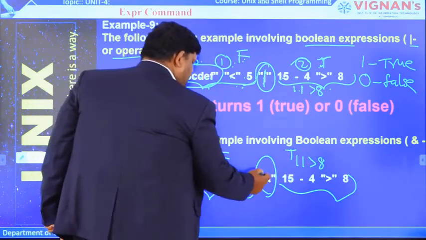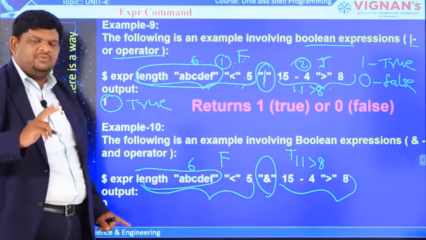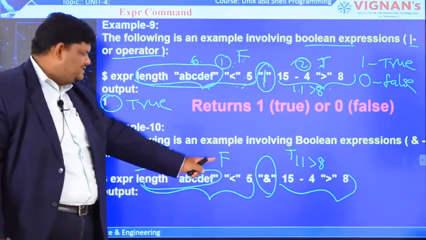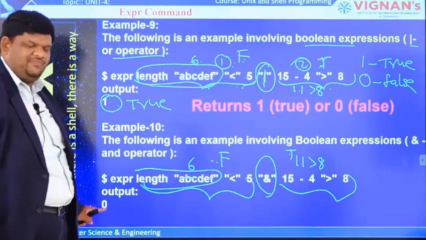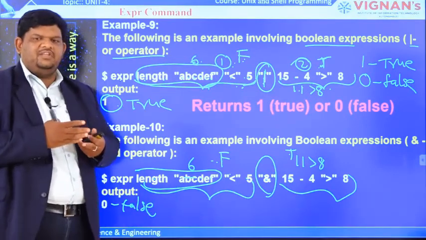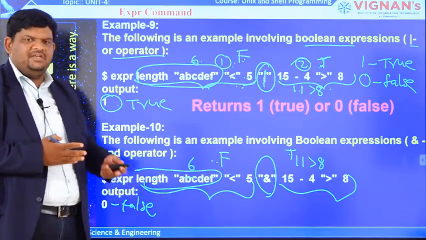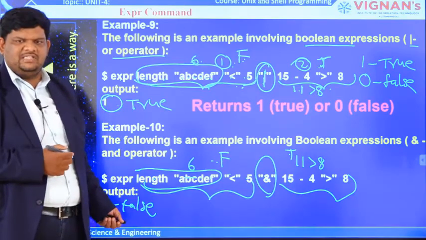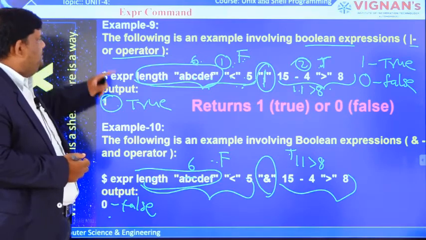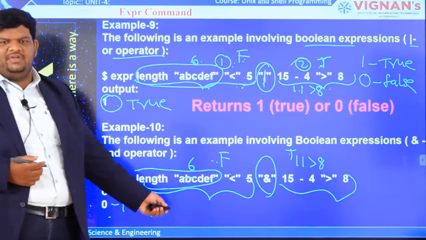Here it is false and true. Logical AND gives true only if both results are true. If any one of the results is false, then the answer is false. Here one result is false, that's why the overall result is false, and 0 indicates false. Once again, logical OR gives true if any one result is true, and logical AND gives false if any one result is false. So 1 indicates true and 0 indicates false. In this way we evaluate Boolean expressions, one with logical OR and another with the AND operator.